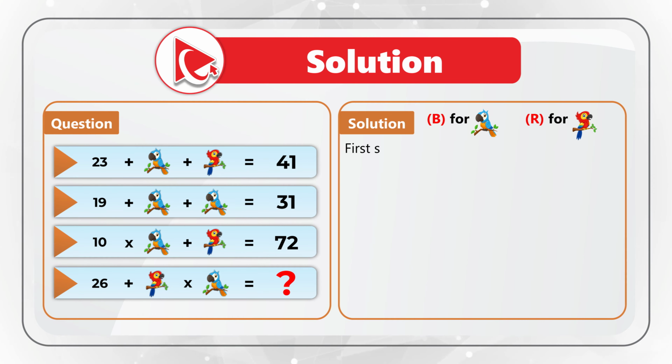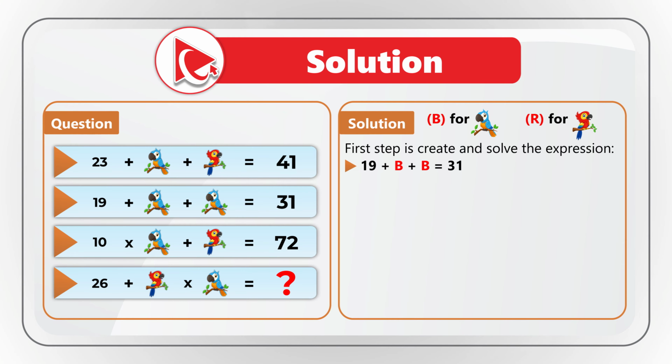So the first step here is to create and solve an expression. And the easiest one to solve is the second expression with 2 blue parrots. 19 plus B equals 31, which means that 2B equals 31 minus 19, which equals 12. Once we solve it, we see that B, blue parrot, equals 6.